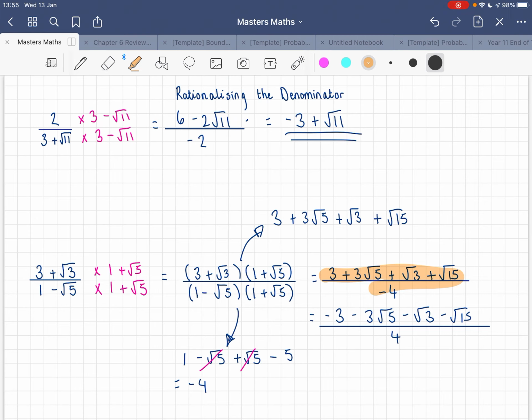You have rationalised the denominator. You've made the numerator look awful with a really long expression that can't be simplified, but you have rationalised the denominator. It is no longer a surd.